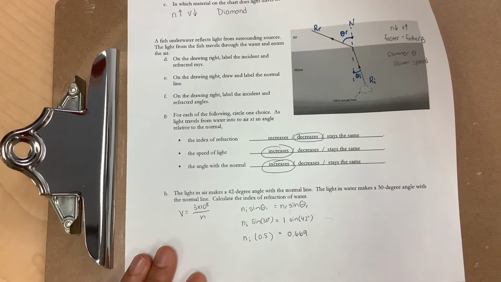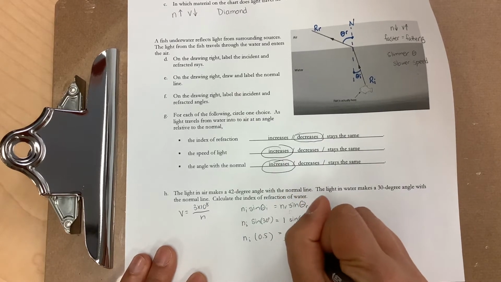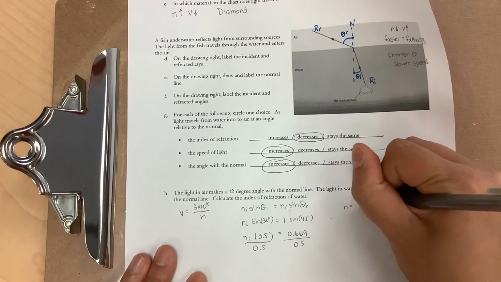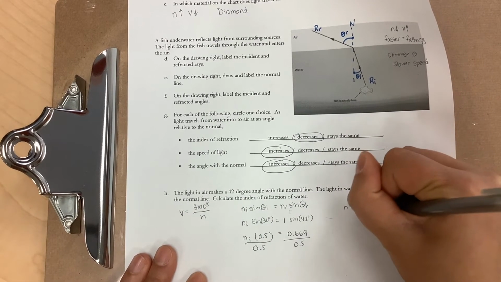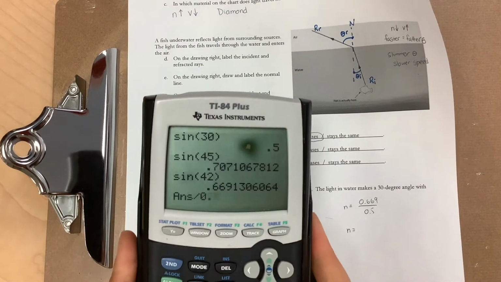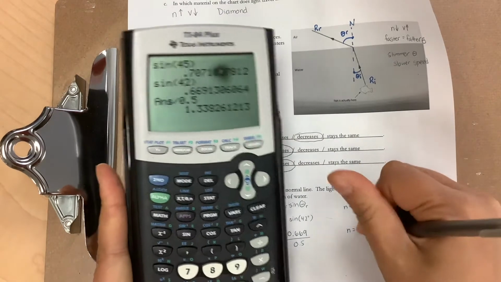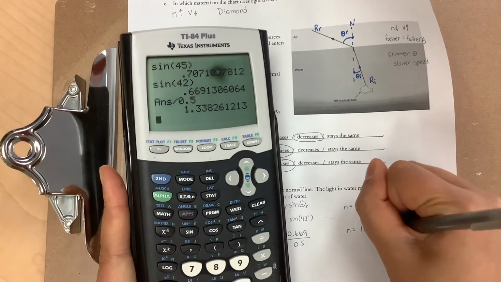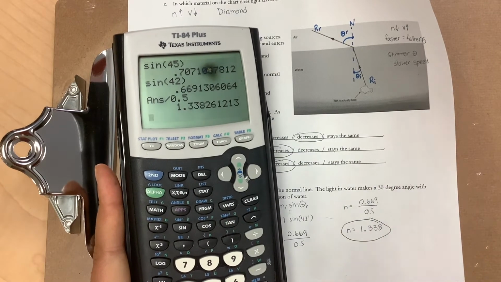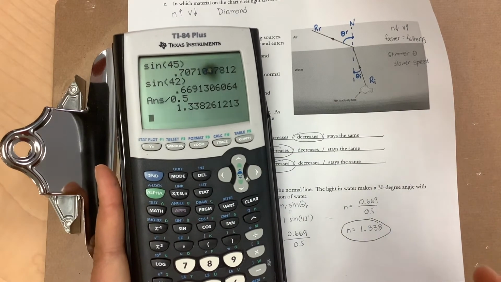Now to solve it, I want n_i by itself in the numerator. So to get rid of this multiplication, I'm going to do division. Divide on both sides by 0.5. This means 0.669 over 0.5 gives me my index. That gives me an index of 1.338. That makes sense because the index should be between 1 and 2.4.